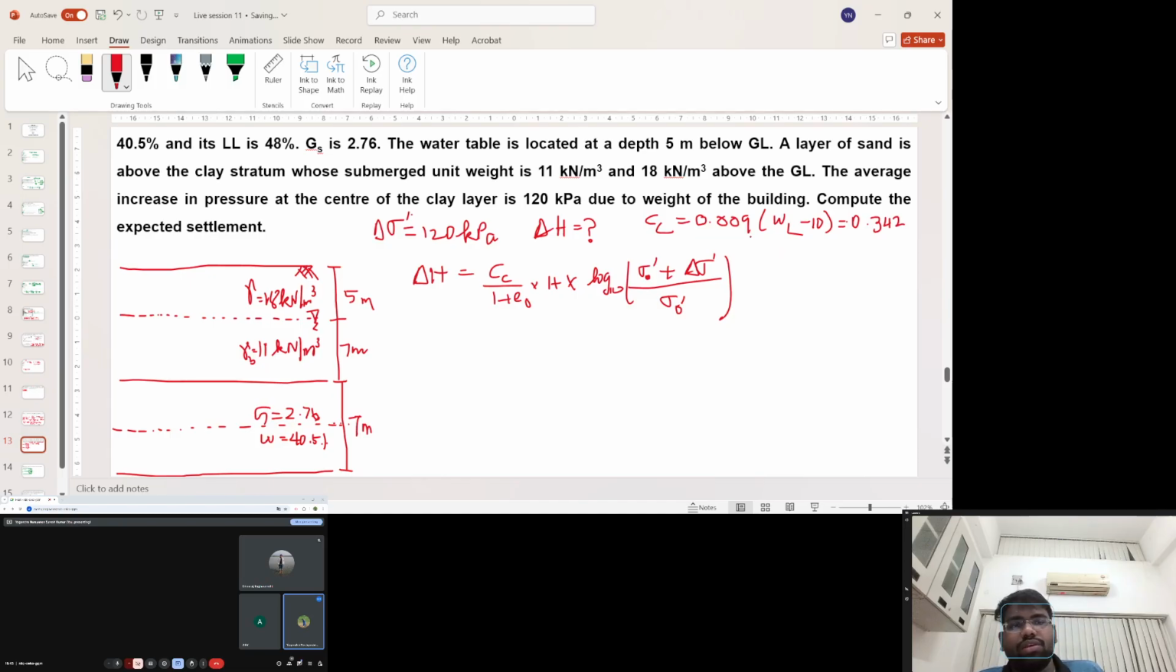0.342, 2. And E naught is 1.1178. Settlement is equal to W into G. E S is 0.1. E is equal to 1.12, which is 0.405 into 2.76. How much? 1.12.